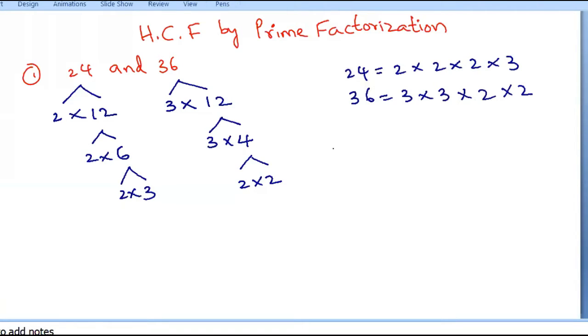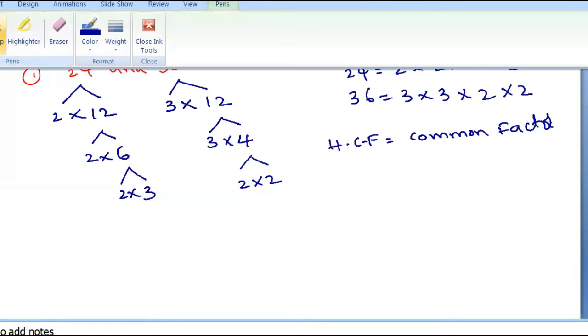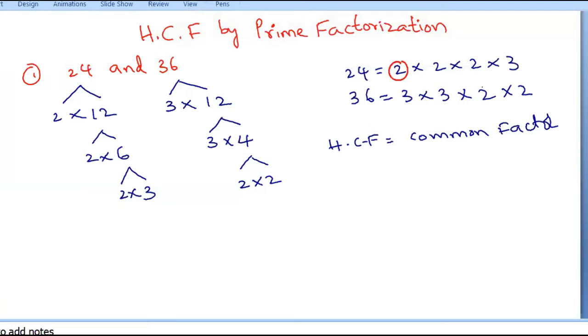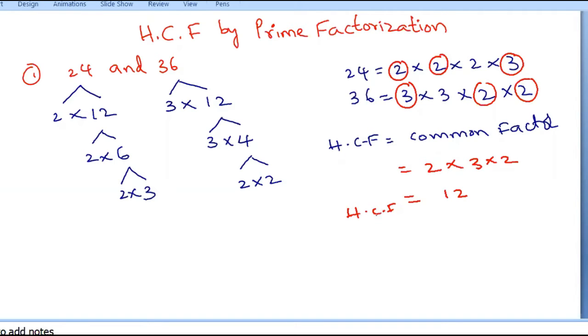Now what does HCF mean? In HCF you should take the common factors from both products. So what are the common factors? Here 2 is a common factor, so you should write 2, and 3 is also common, so you should write 3. Then we get one more 2 as common, so you should write 2. So the final HCF answer is 2 times 3 is 6, 6 times 2 is 12. So the HCF of 24 and 36 is 12.